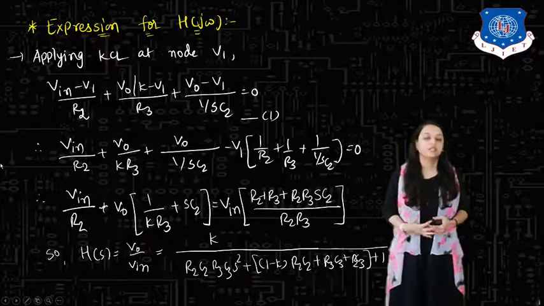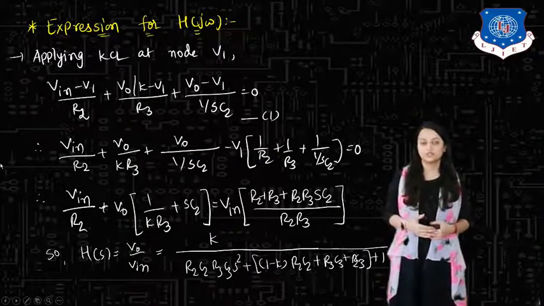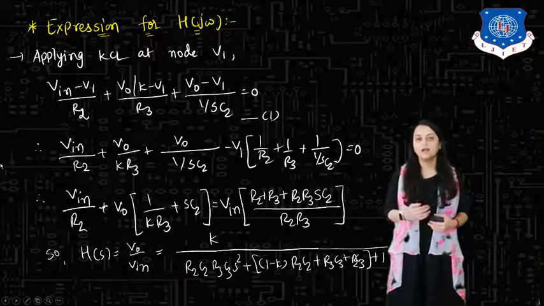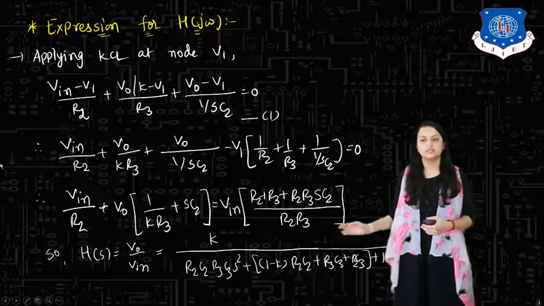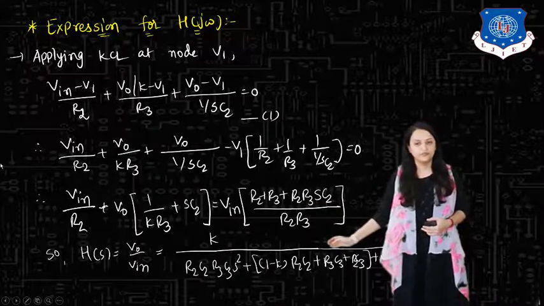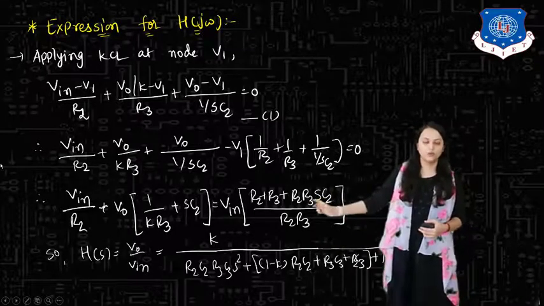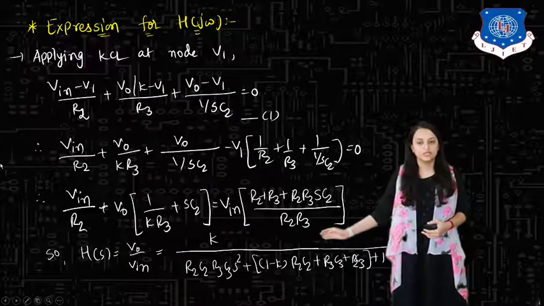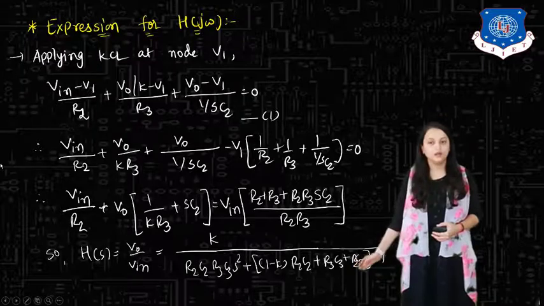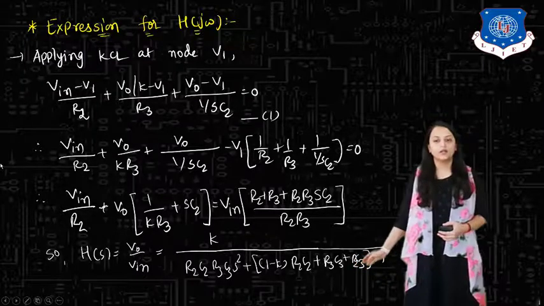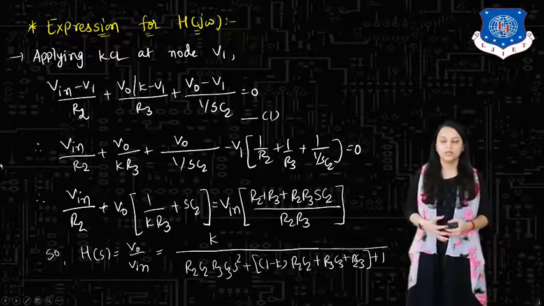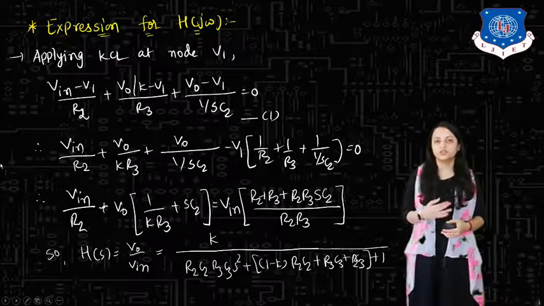Now the transfer function H of S is given as output voltage by input voltage, that means VO by Vin. By taking the Vin term on the denominator part and simplifying the terms, taking Vin as common and VO as common, we will get VO by Vin equal to K upon R2 R3 C2 C3 S square plus (1 minus K) R2 C2 plus R3 C3 plus R2 C3 times S, plus 1. Okay, this is the equation of the transfer function H of S.